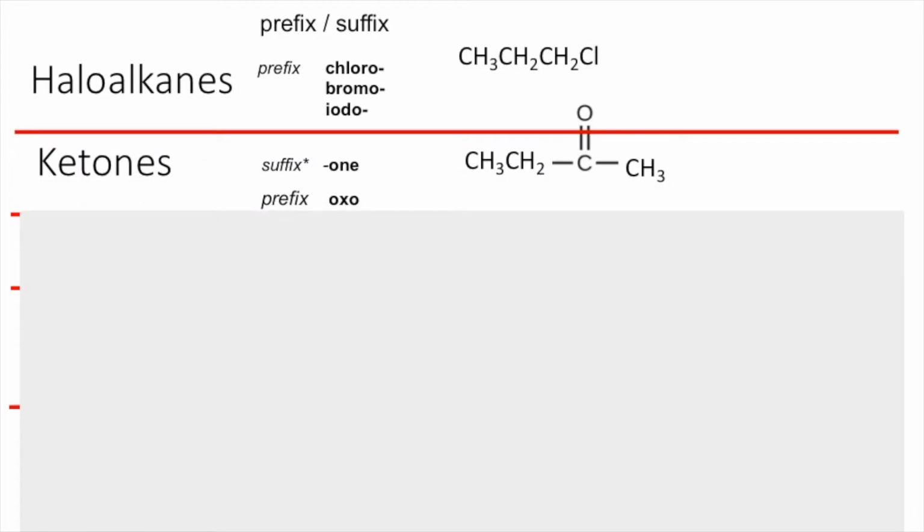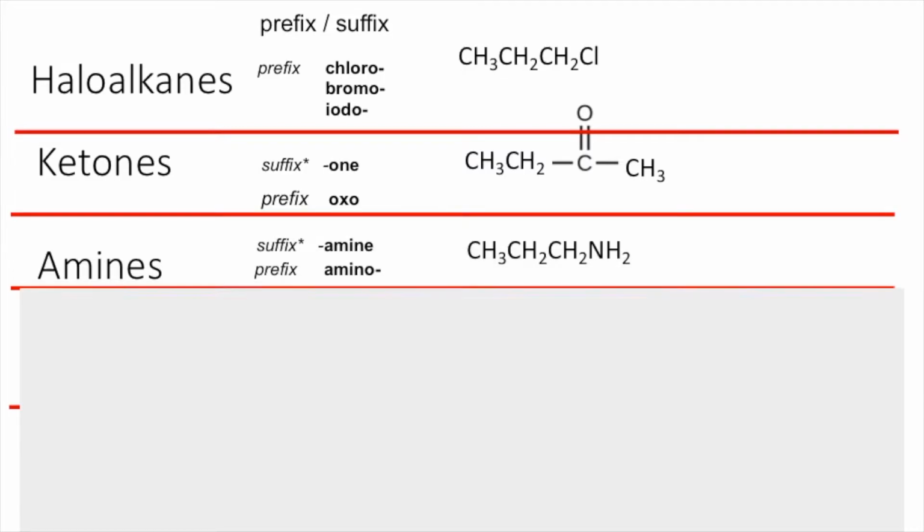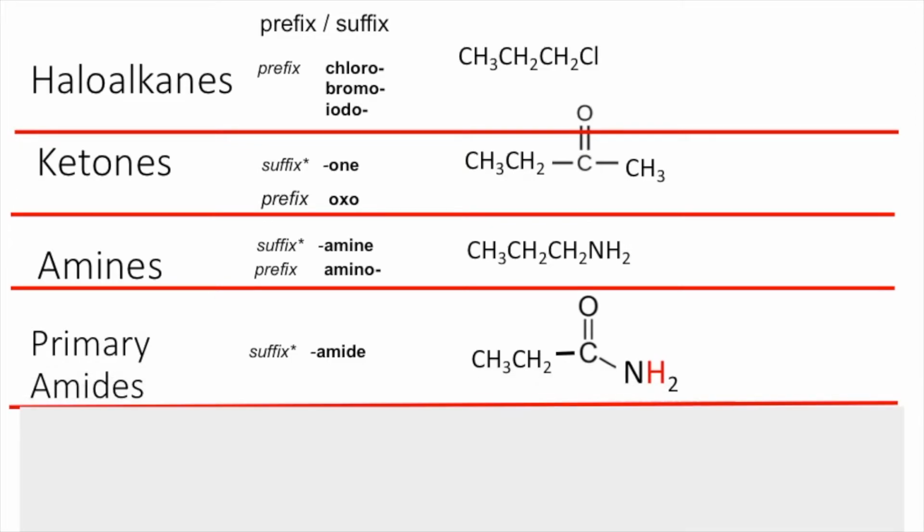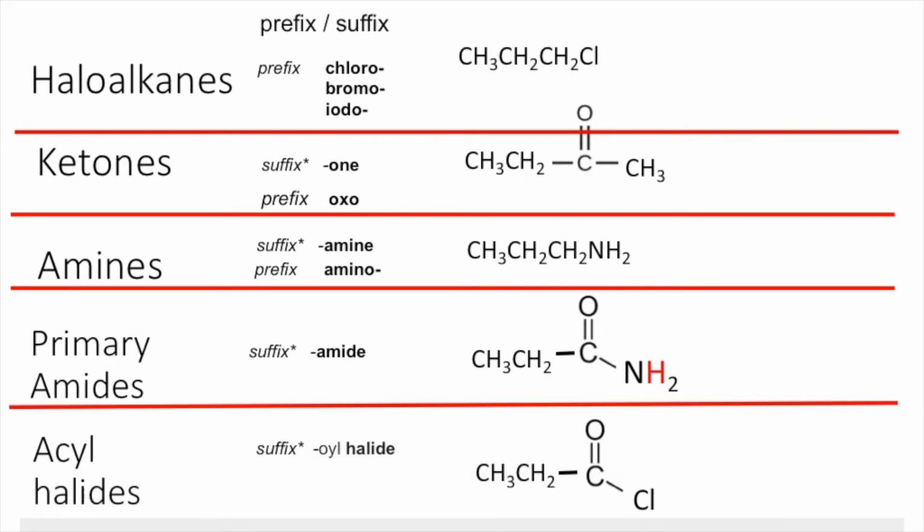A ketone ends in -one, and if we have a higher priority group, it would start with oxo like an aldehyde. Amines, we either end with -amine or we would start with amino. And for amides, we end in -amide, so that's nice and easy. And for acyl halides, we end in -oyl halide. So that one there would be propanoyl chloride.